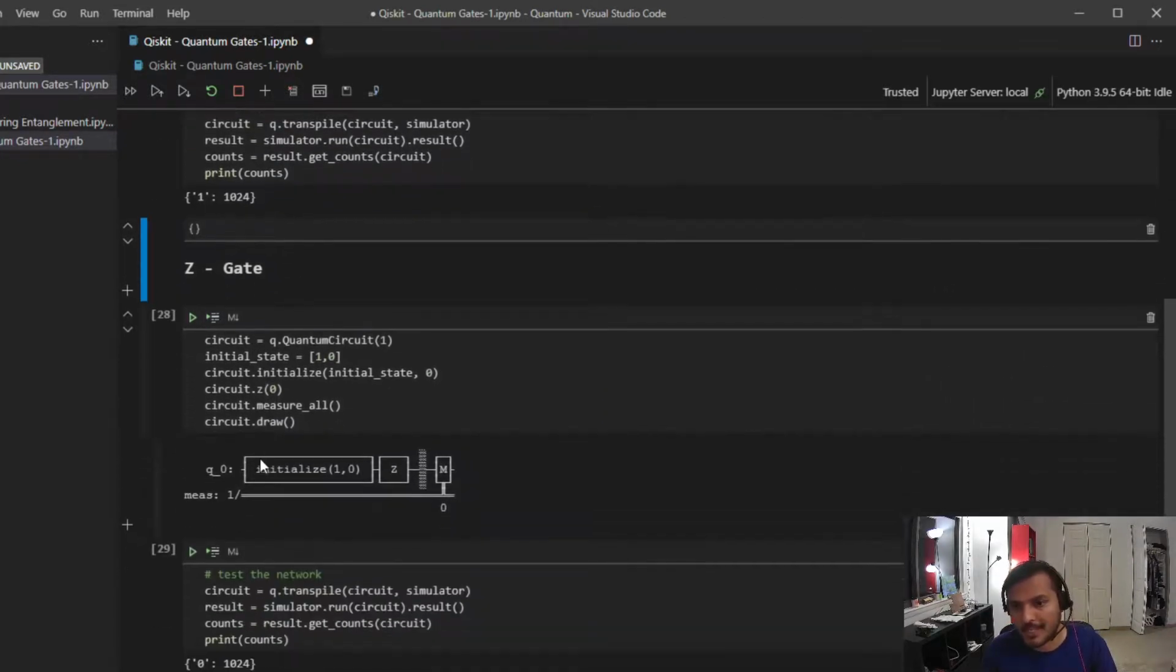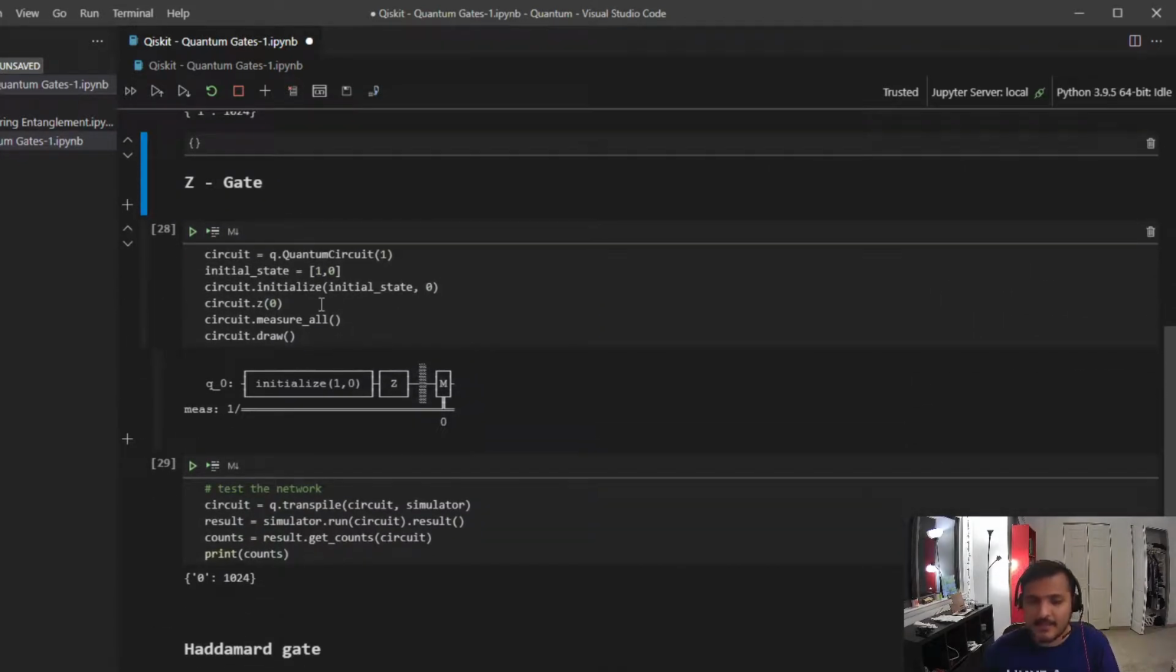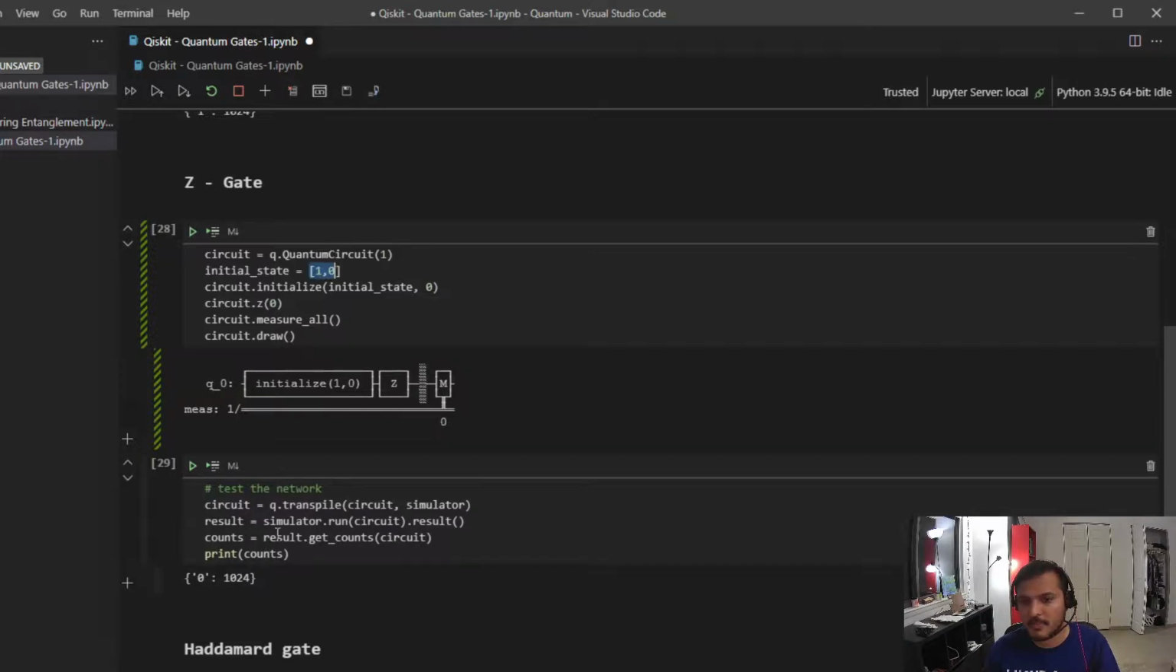Similarly, we can apply the Z gate. The action of Z gate doesn't change the state. So again, I have the same circuit as before. Instead of X, I've replaced it with Z. So you can also try it out. So here I have 0 state over here. And when I measure it, I get the 0 state back again. So Z doesn't really change the state. But it does something subtly different, which I will talk about in the next video.